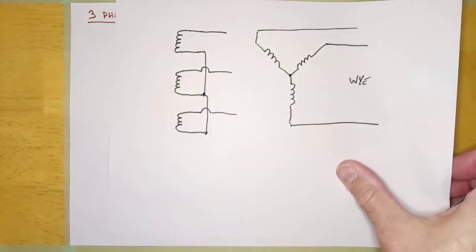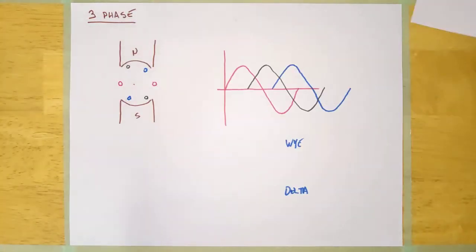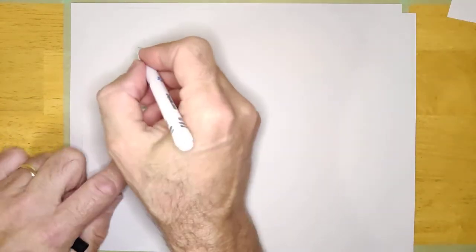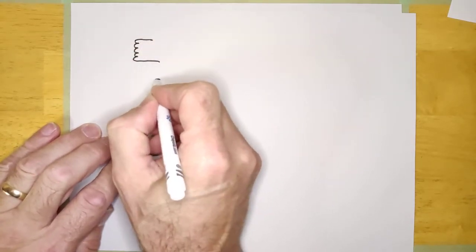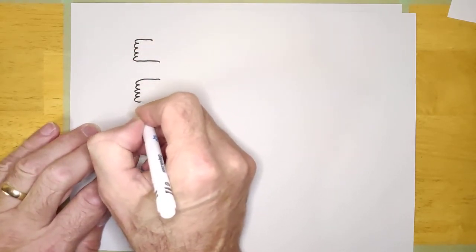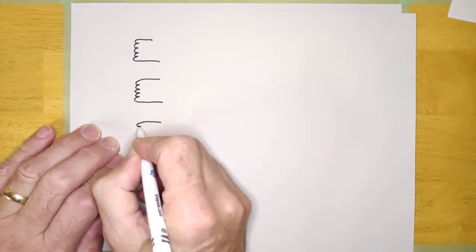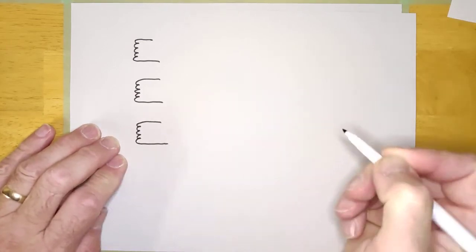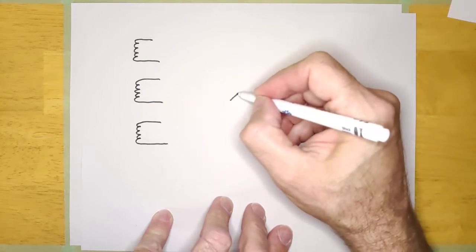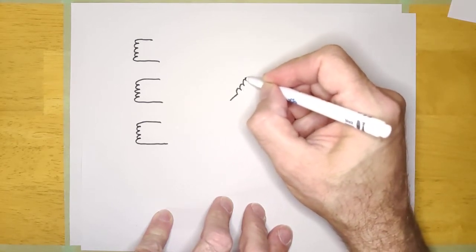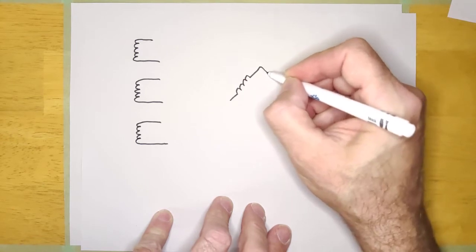Now, if I want to, I can connect this exact same machine delta. Let's look at this. We're going to use those same windings. All right, guys? 1, 2, 3. But we're going to connect it delta. When they're connected delta, I'm going to show it to you like this. Delta means triangle. All right, guys? So there's one winding.